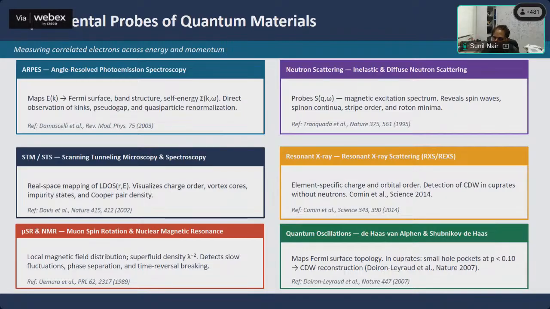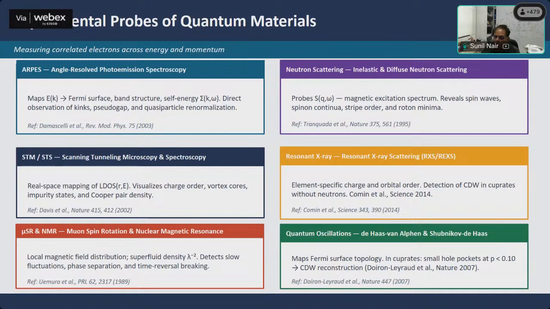So, for instance, you have angle resolved photoemission, which directly maps out the Fermi surface for you. And this is very important, especially now in the context of topological systems, where ARPES is the technique of choice to map the Fermi surface of materials.